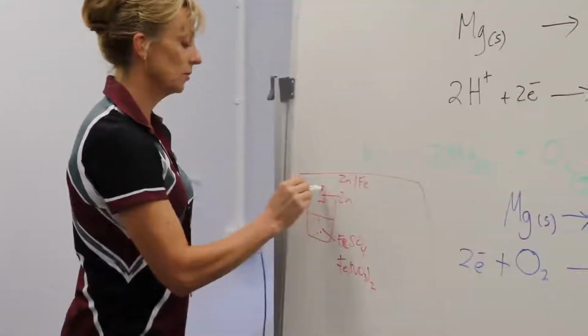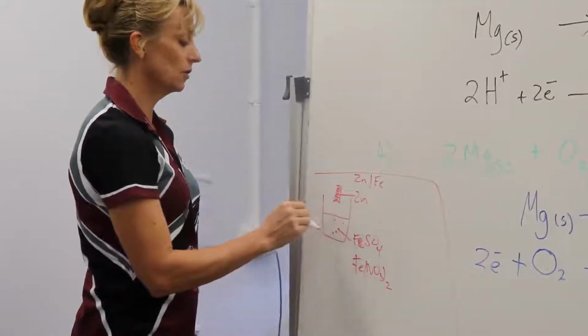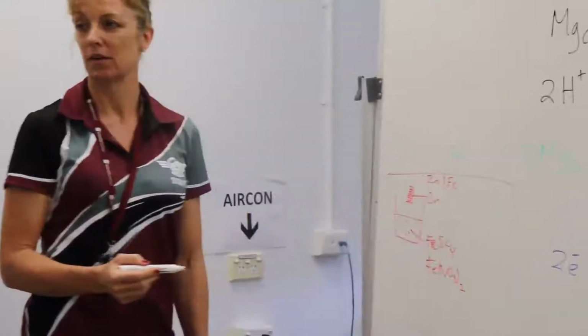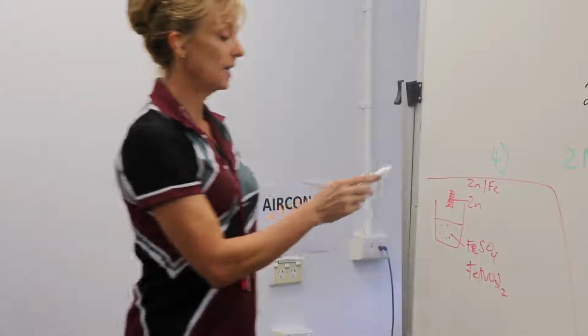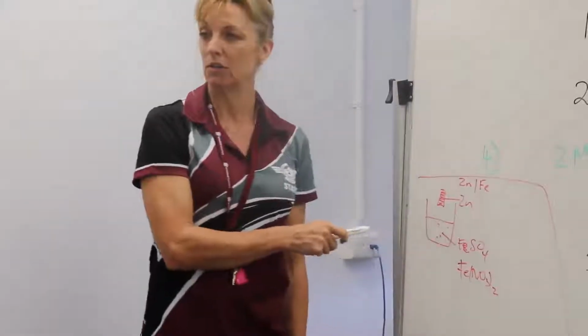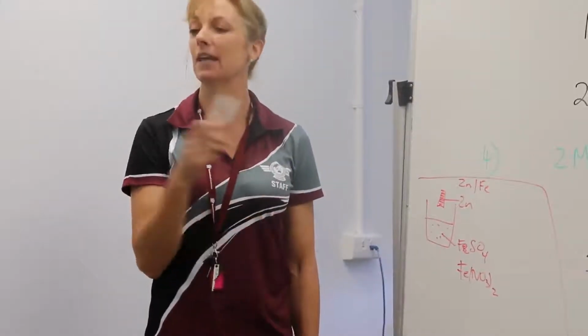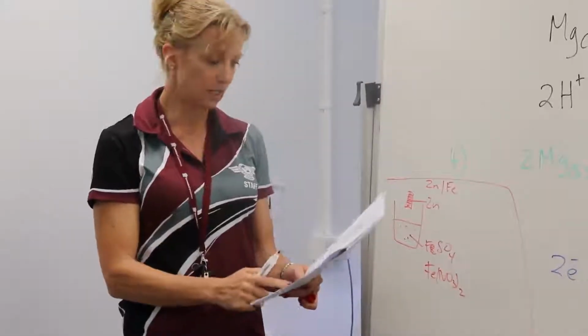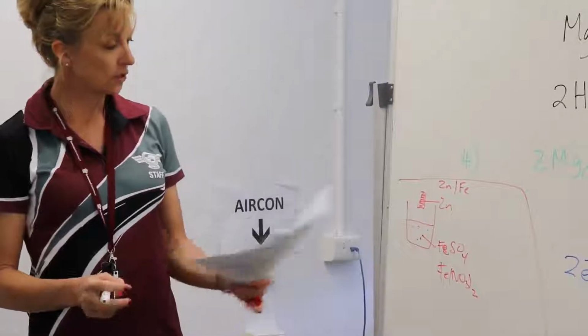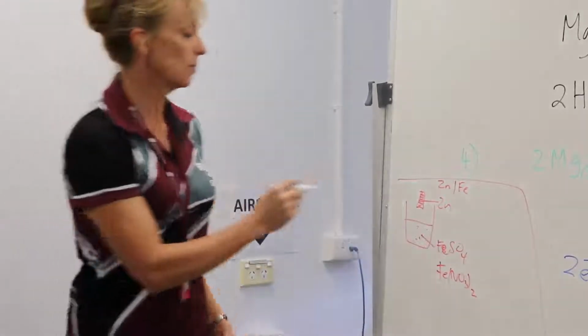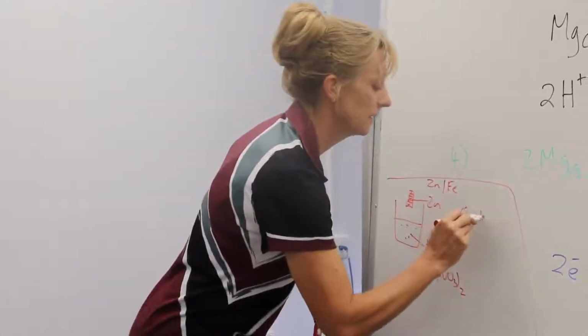Now tell me the rule. If a reaction occurs, what does that tell you? The zinc is more reactive. Yes, the zinc is more reactive. And if no reaction occurred, the iron is more reactive. Yes, so that's what you would write in there. So you would set up that. This is called a galvanic cell.